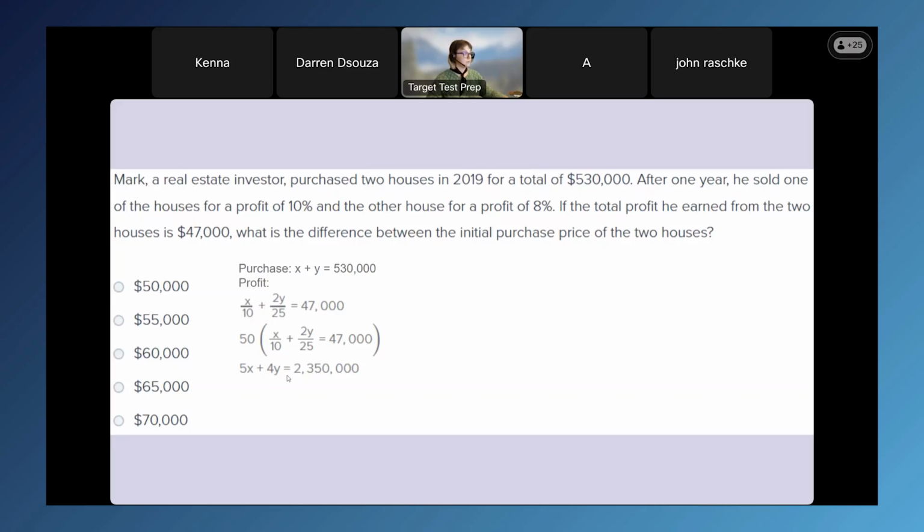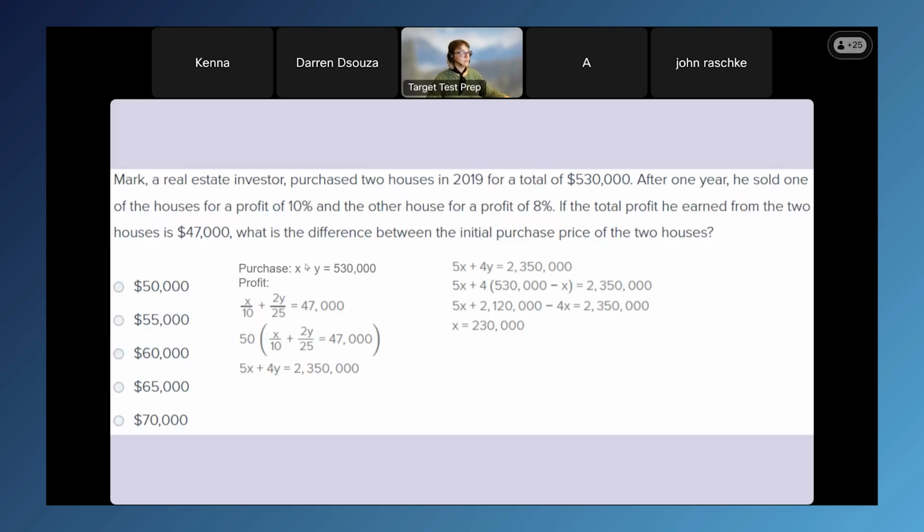So then we get 5x plus 4y equals 2,350,000. So we have an equation for x and y up here that we can use to isolate one of the variables and plug it in, which is what we will do next. So if we plug in for y, 530,000 minus x, we can get 5x plus 4 times 530,000 minus x equals this 2.35 million. And then we can simplify down and get that x equals 230,000.